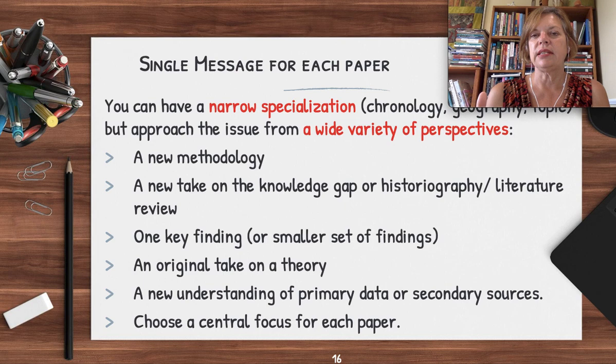So you could do a paper on the methodology of that particular narrow specialization. You could do a paper on the literature review or the knowledge gap or an argument around where research should go. You could take one finding out of a set of larger findings, or a set of smaller findings, one set of findings within your bigger set of findings. You could focus on theory.